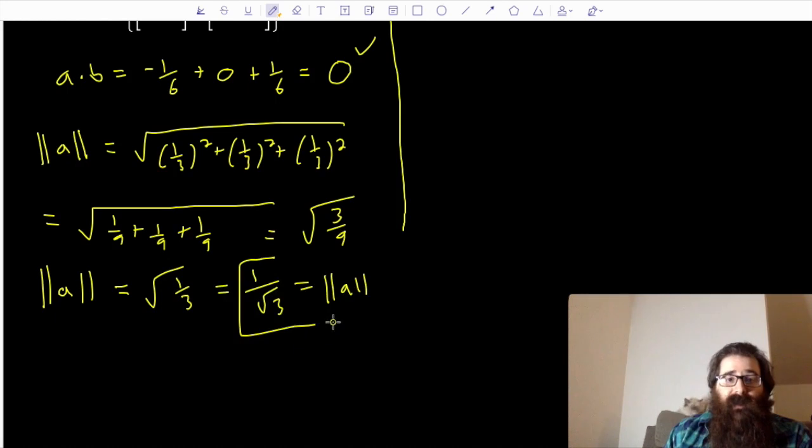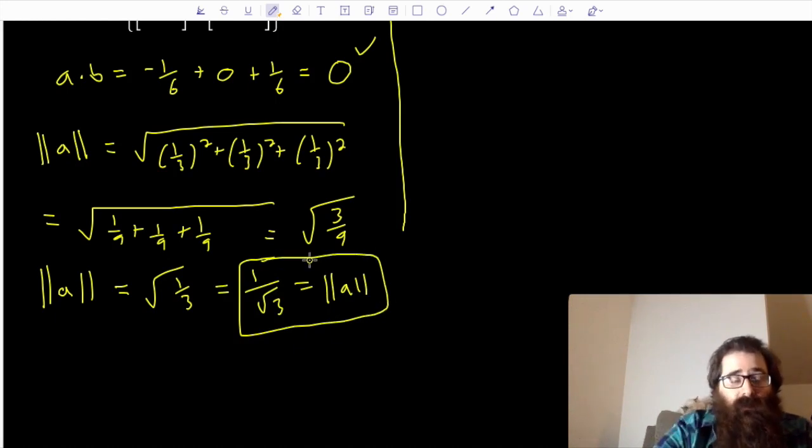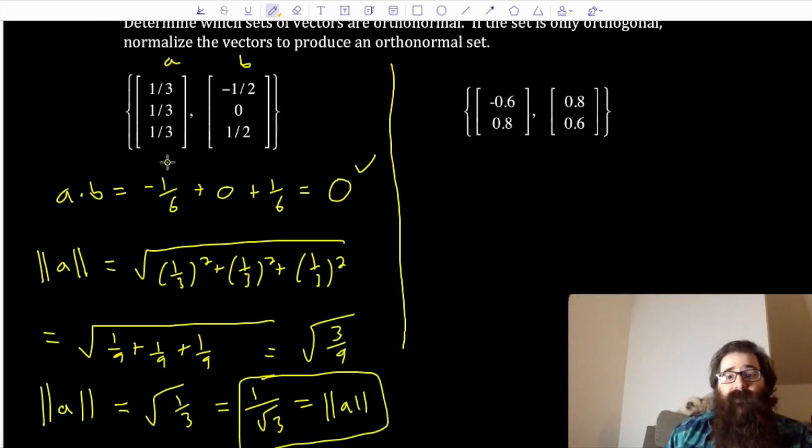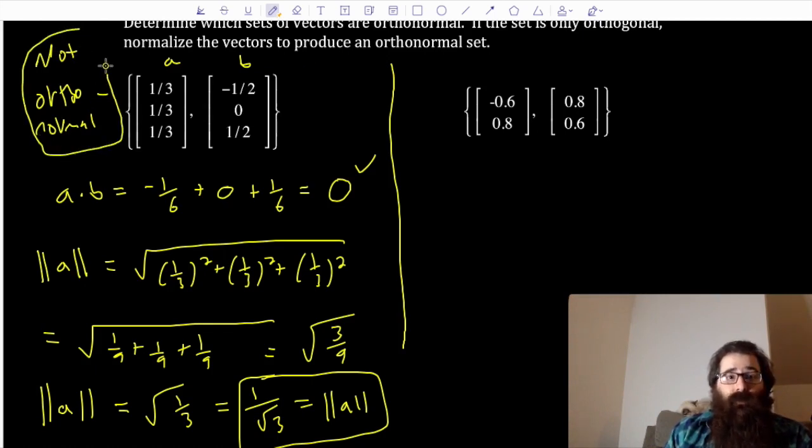So right away I can actually answer the question, right? Is this an orthonormal set? It's not. Because at least one of the vectors, so far that I know, is not a unit vector. It is an orthogonal set, since the dot product of the two vectors of the set gives me 0. But it's not going to be an orthonormal set. So right away I can say this is not orthonormal. I'm going to run out of room, so let me write it down here. Not orthonormal. It is orthogonal, but it is not an orthonormal set.